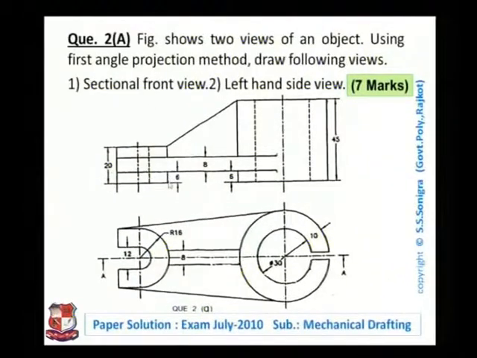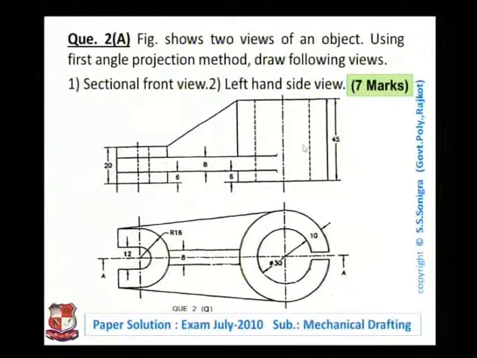Now next problem. Figure shows two views of an object. Using first angle projection method, draw the following views: first, sectional front view, and second, left hand side view. Asked for 7 marks. So this object is given. The same question was also asked in another examination in January 12, and we solved the same problem at that time also. Here we have to draw sectional front view and left hand side view.